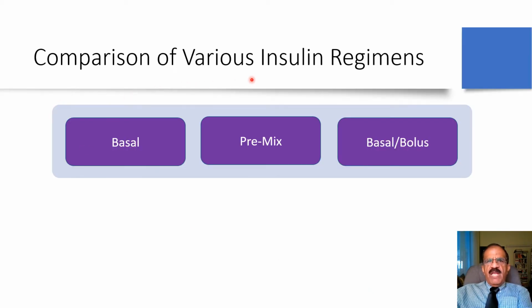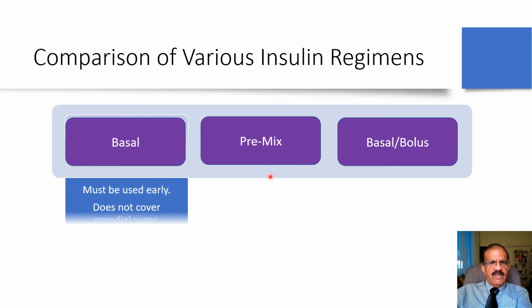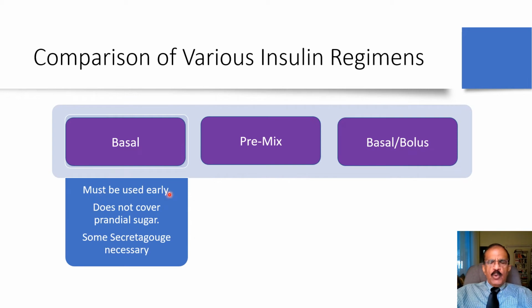Now, comparison of various insulin regimens: just basal, premix, and basal boluses. These were the 3 options I gave you in the last slide. So let me give you some of the differences. Basal must be used early, before beta cells completely fail, because basal insulin will address the fasting sugar. You will still need viable beta cells to control postprandial glucose. It does not cover prandial sugar. Some secretagogues are usually necessary to cover the postprandial phase. In my first lecture, I mentioned what the secretagogues are.